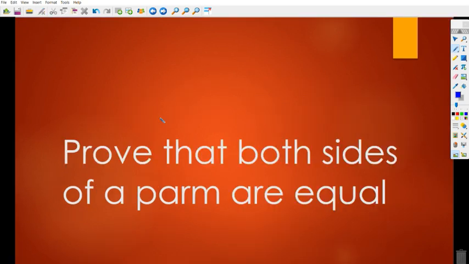So look at the first one. We need to now prove that both pairs of opposite sides of a parallelogram are equal. I need to prove that property. So the only thing that I know about this parallelogram, let me draw a parallelogram, is that the opposite sides are parallel. That's all I know. And I now need to use that definition to prove that both pairs of opposite sides are also equal. So I'm using the definition of a parallelogram to prove the property.